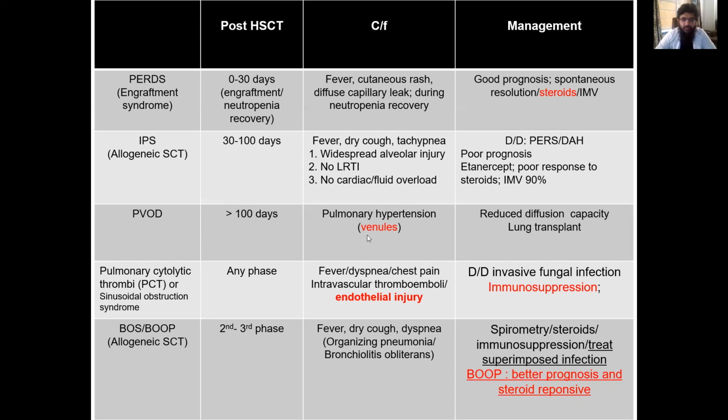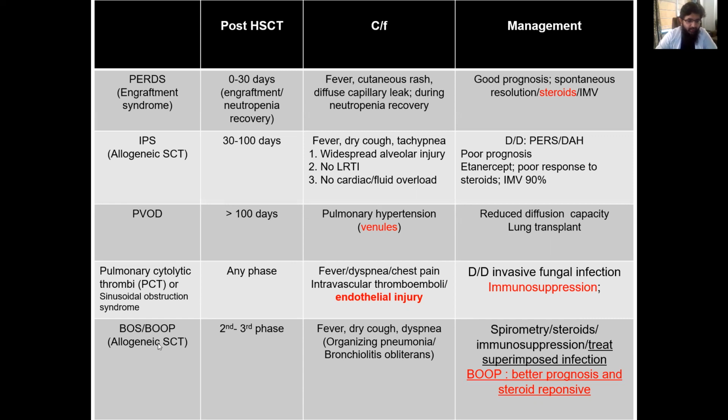PVOD is seen due to obstruction at the level of venules, resulting in pulmonary hypertension. Again, the patients have poor prognosis. Most of them may require lung transplant. Pulmonary cytotic thrombi can be seen in any phase because of endothelial injury and intravascular thromboemboli. The patient has intravascular thromboemboli with fever and chest pain. An important differential diagnosis for such patients is an invasive fungal infection, and the treatment is immunosuppression.